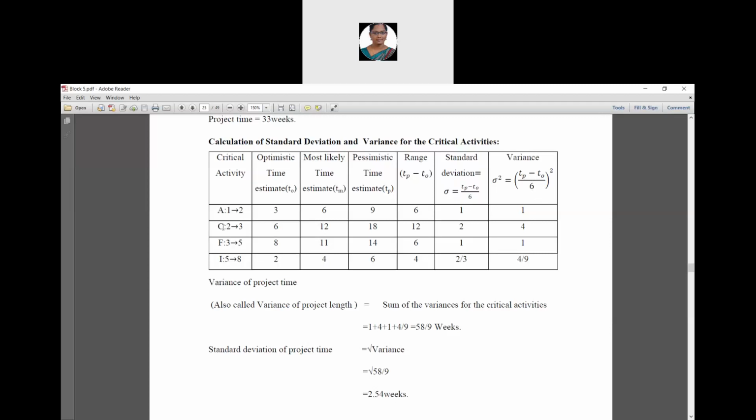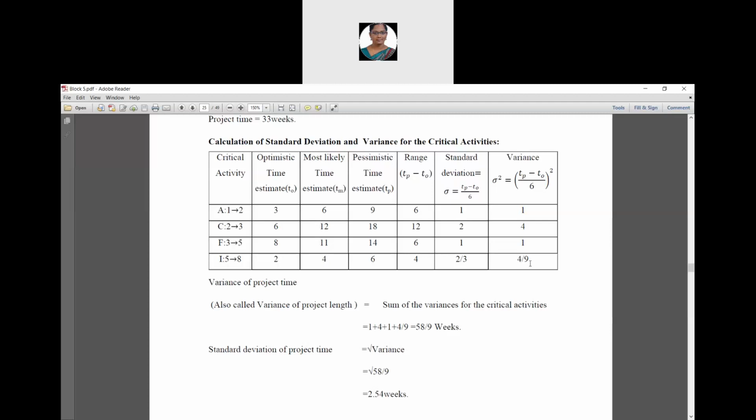For activity C, that is 2 to 3, range value is 12 and standard deviation is 2 and variance value is 4. For activity F, that is 3 to 5, range value is 6 and standard deviation is 1. Also, variance value is 1. For critical activity I, that is 5 to 8, range is 4, standard deviation 2 by 3, and variance value is 4 by 9.